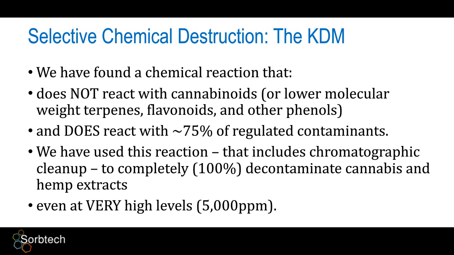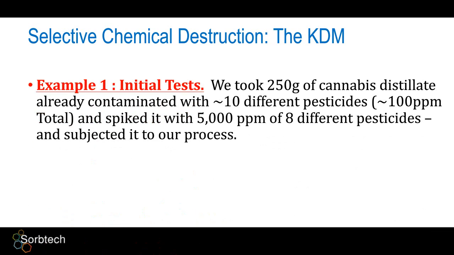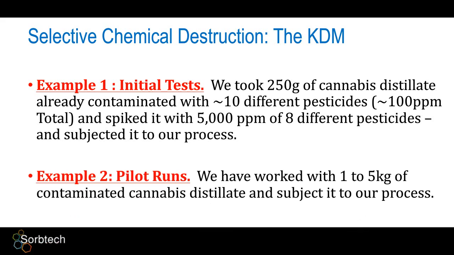In our initial tests, we took 250 grams of cannabis distillate, already contaminated with about 10 different pesticides. It's the same extract I showed you before. And we spiked it with 5,000 ppm of 8 different pesticides and subjected it to our process. And in pilot runs, we have worked and are working with 1 to 5 kilograms of contaminated cannabis or hemp distillate, and we're subjecting it to this process.